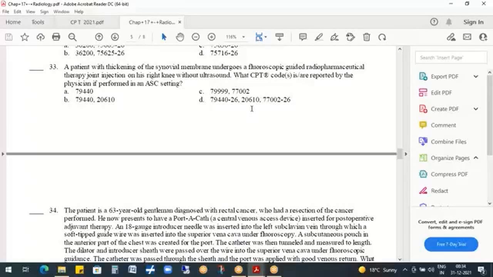Is that clear? Again, I am repeating. If the physician is only interpreting the report or only supervising the study, that is nothing but professional service. If a physician is performing the technique and interpreting the report, both done by the same physician, do not use 26 modifier if it is performed in physician office.